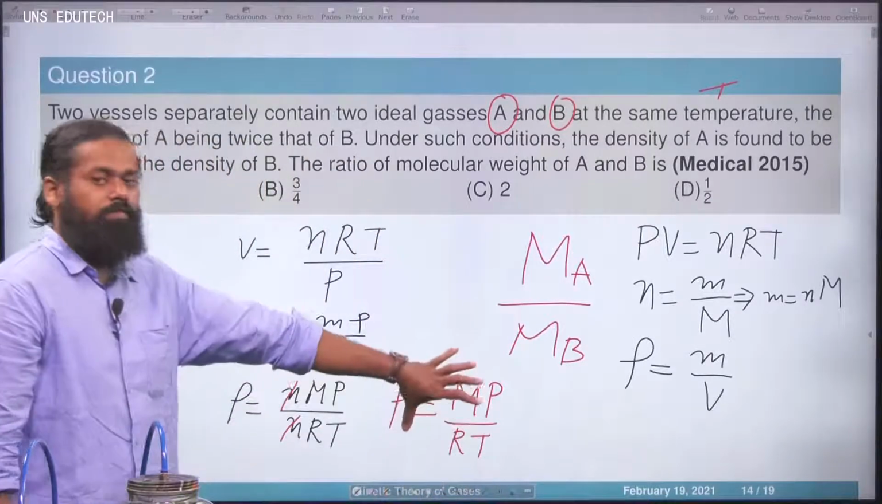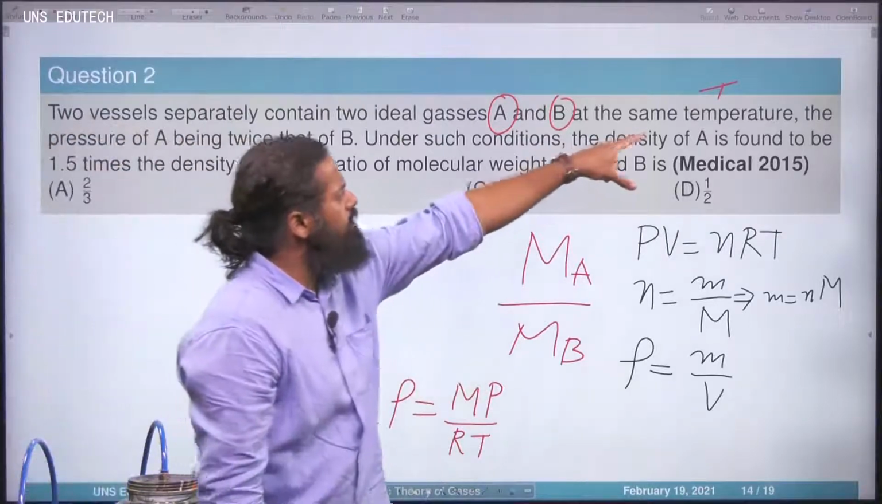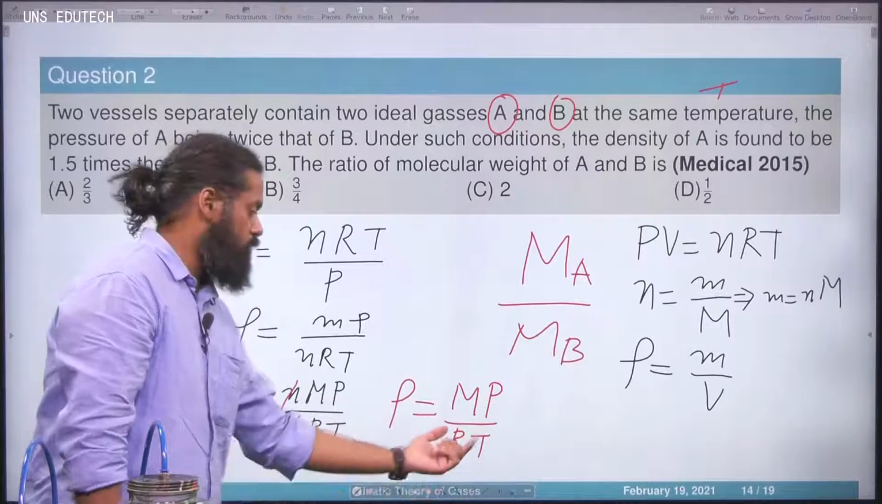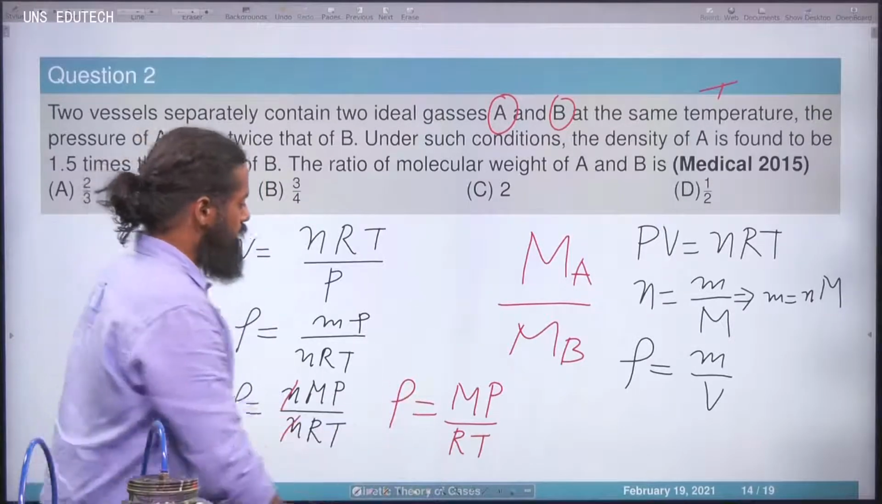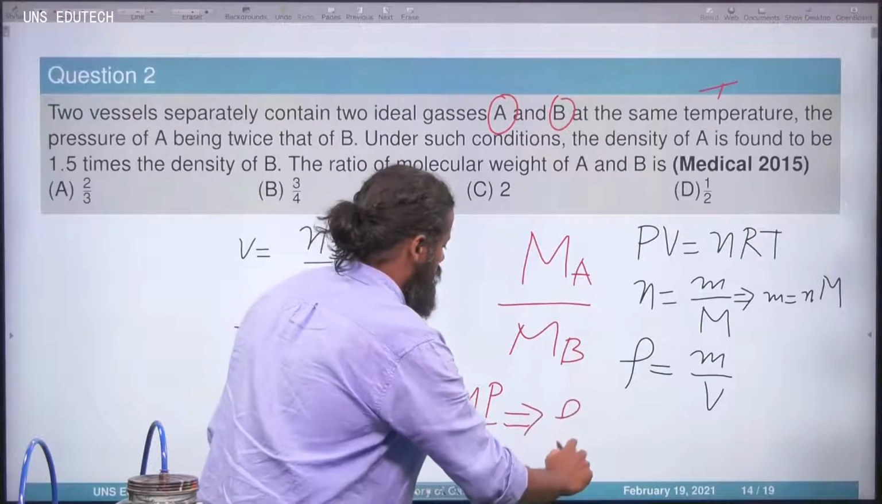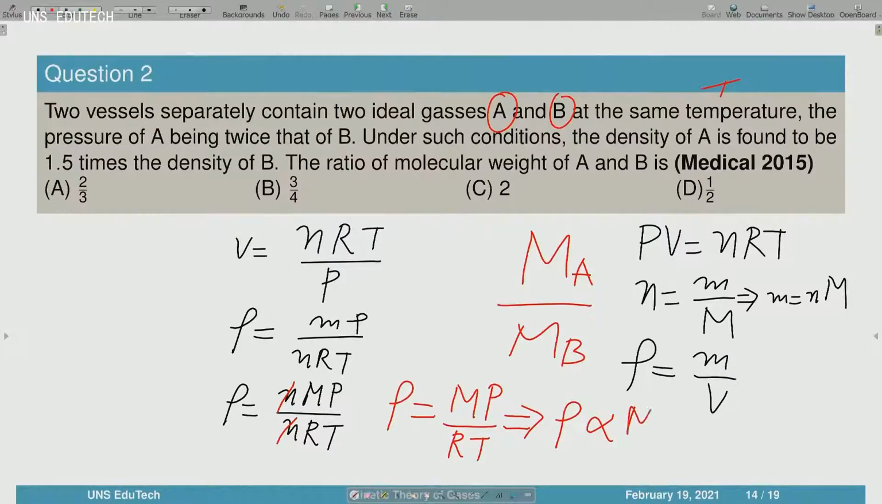See, this is the final expression. You can see that it is given at the same temperature, so this is independent. R is anyway a universal constant, so this is also a constant. So we can say directly by looking at this that rho is proportional to molecular mass and pressure. So we have to identify the ratio of molecular mass. If we have two systems like that, we can easily do the division.